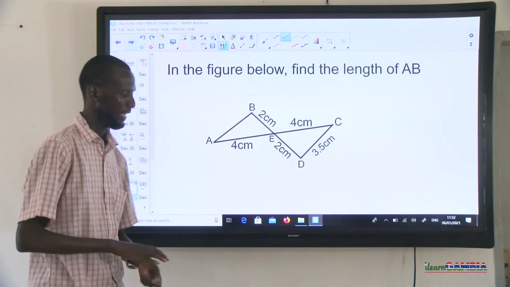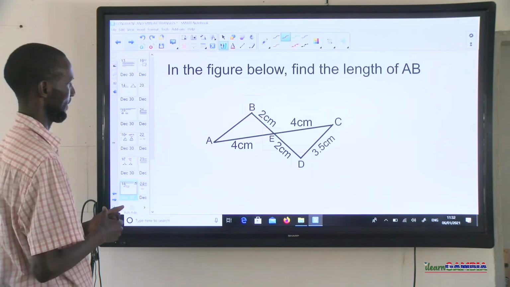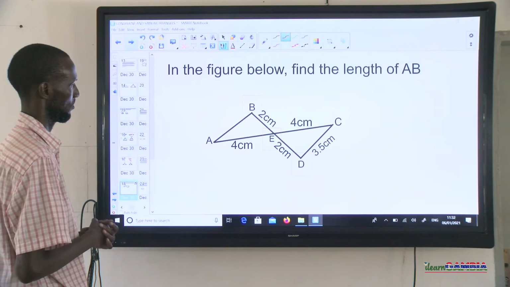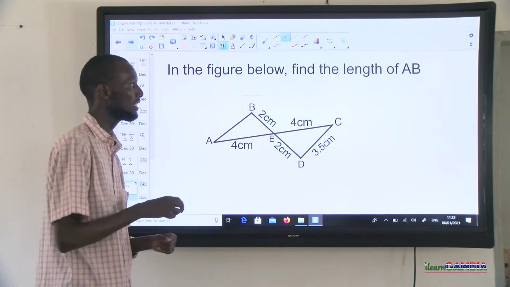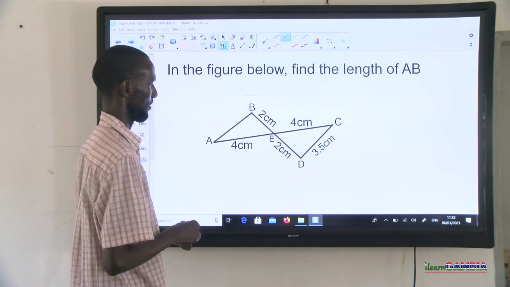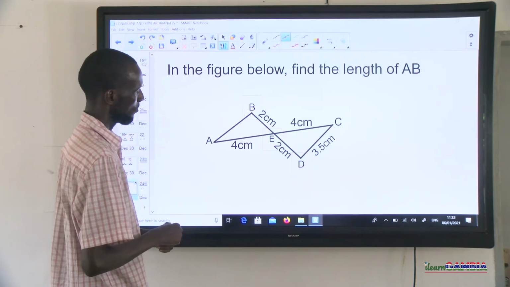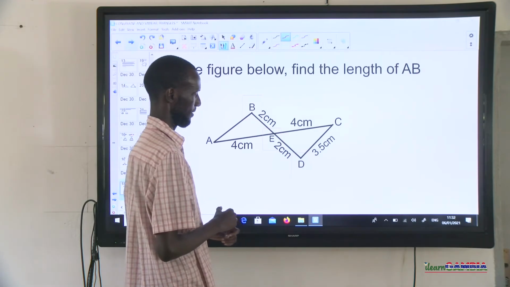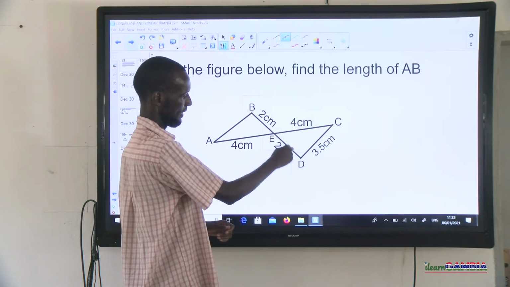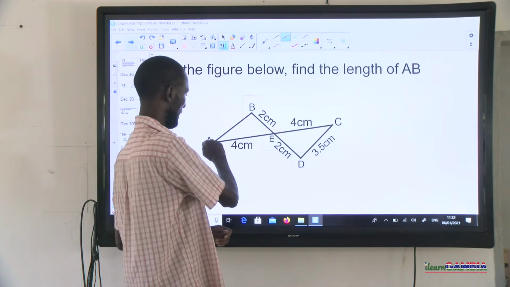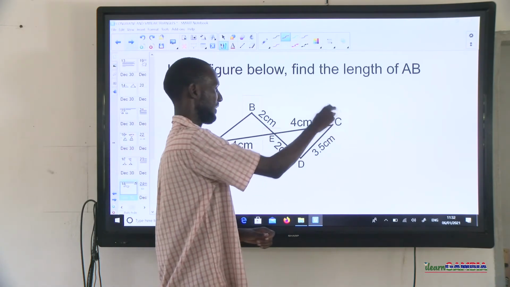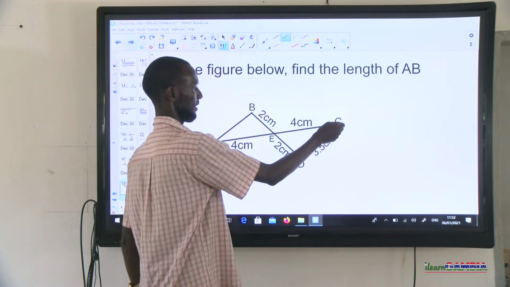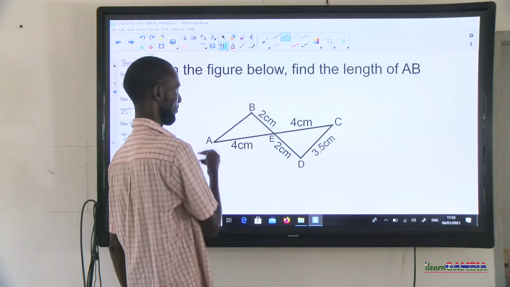Right. Now let's conclude with this diagram here. Now it says, in the figure below, find the length of AB. Okay? So here we have this figure, you can clearly see. All right? We have a line BD and a line AC, and they intersect at E. And then you have DC here, and then AB right here. You can see that, right?